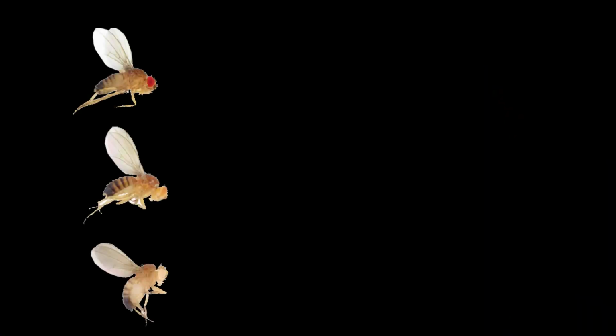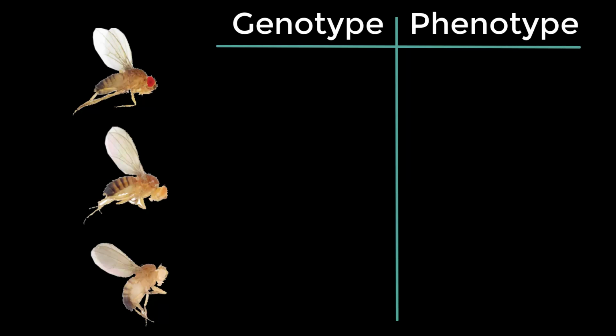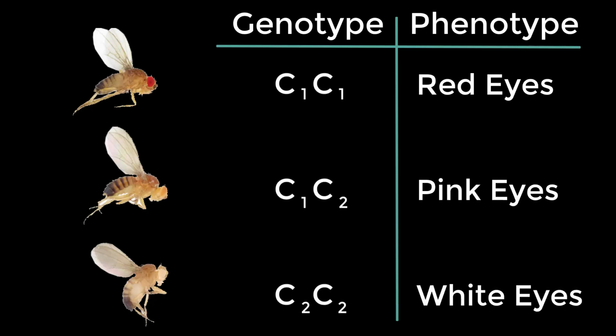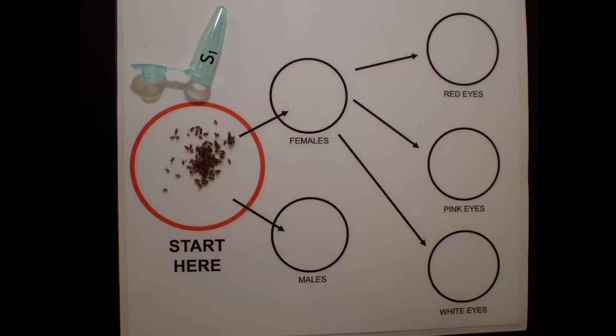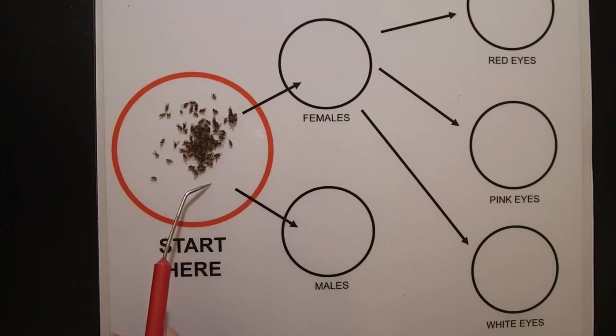The fruit flies we use have genetically engineered eye colors that are incomplete dominant. This allows us to discriminate between flies with 3 genotypes: C1C1 red eyes, C1C2 pink eyes, and C2C2 white eyes. In the lab, we took 12 samples of flies identified as S0 or S1. We sorted the flies from each of these sample vials.